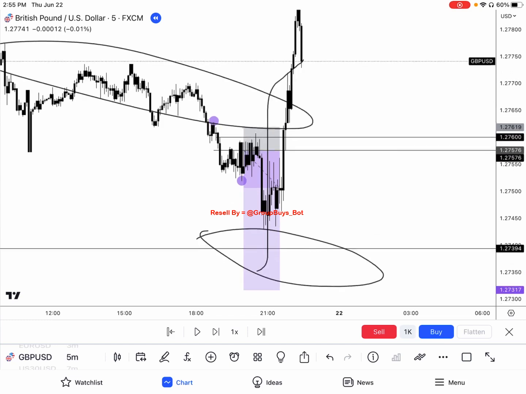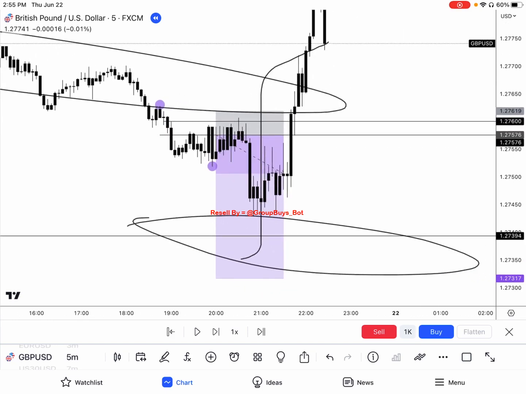So this entry, obviously I didn't get the perfect entry, but that's okay. You don't have to get perfect entries all the time. We all will experience a bit of drawdown here and there, but the main thing is how you manage your trades after you're in it. So hopefully this cleared up some things when it comes to choppiness, and clarified a couple of things for you guys.